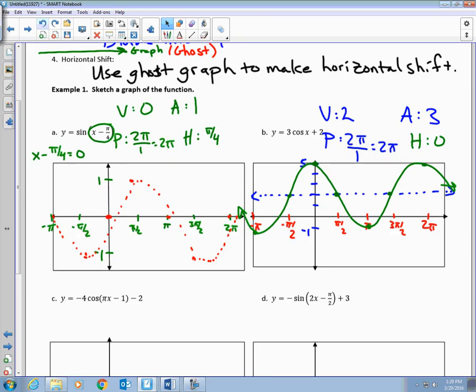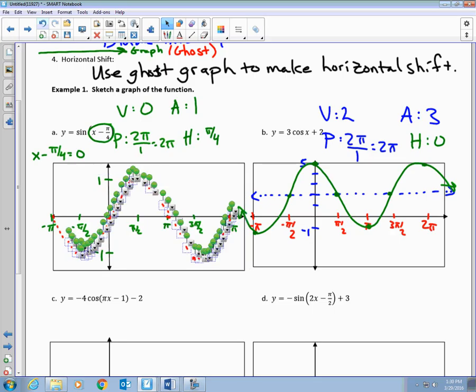Try again. So what we want to do is we want to take that graph and we want to shift the whole thing over. It's not going to let me do that. That's okay. I'm actually going to drag it back over. All right, let's do that. Okay. So what we want to do is we want to literally pick that graph up and we want to shift it. How many units?